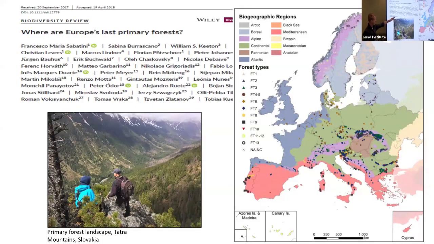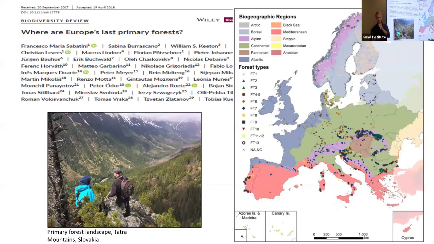So we used data from all these locations around Europe where old growth had been studied, including some landscapes that look like this. This is in Slovakia, in the Tatras Mountains along the border of Poland. That is a primary forest landscape, a large wilderness area that has never been cleared. And here again, you see the role of natural disturbances, right? Landslides, bark beetle outbreaks, windstorms, other things, creating this very dynamic primary forest landscape.